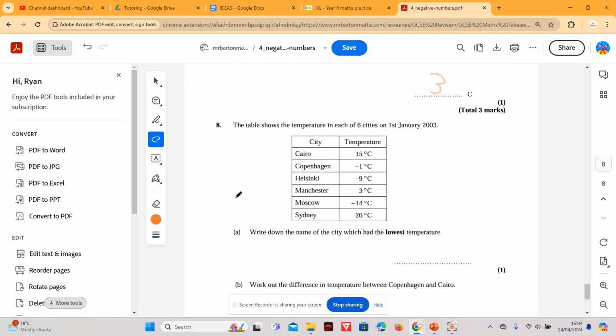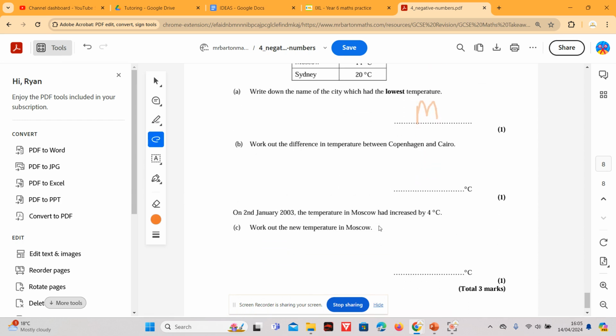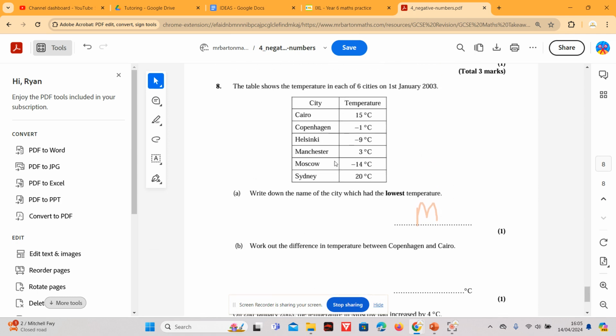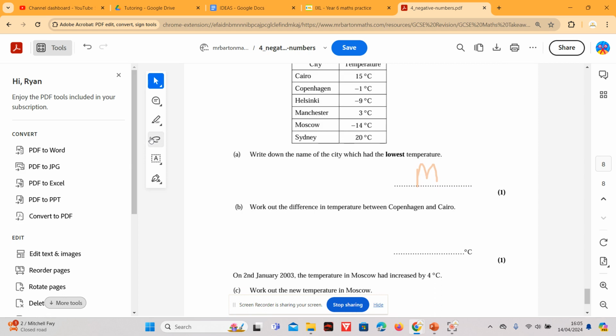Okay. The table shows the temperature in each of the 6 cities on the 1st of January 2003. Write down the name of the city which has the lowest temperature. So looking for the biggest minus number, and that would be -14 in Moscow. So I'm going to put M for Moscow. Work out the difference in temperature between Copenhagen and Cairo. Copenhagen is -1, Cairo has 15. For this one, I would suggest working out how much it would take to get to 0, which is 15, and then do 15 take away 1, which is 16. So just put 16 in the box.